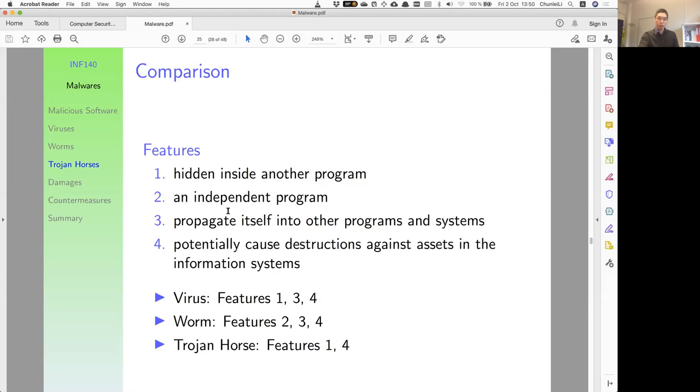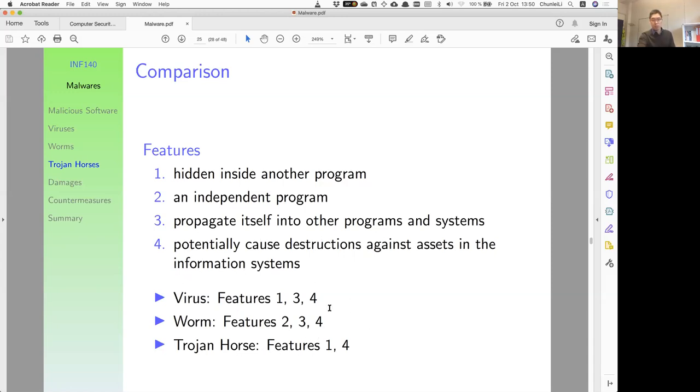A second feature, an independent program. Third one, self-replication, propagating itself into other programs and other systems. The fourth one, potentially causing destruction against the assets in information systems. These assets include files, software, operating systems, sometimes even hardware infrastructures.